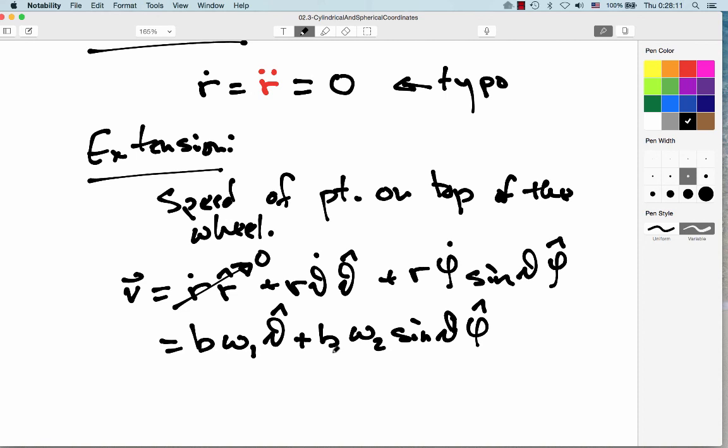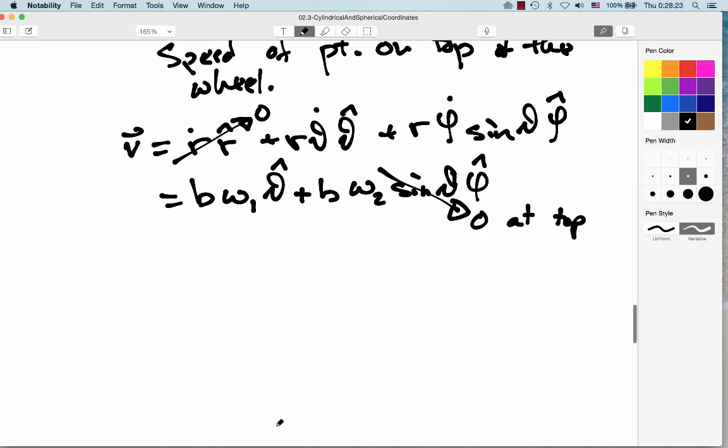Okay, so now if we're at the top, though, theta is 0, so that will make the sine of theta 0 at the top. And so we get that the speed, v, since this is a unit vector, will just be b omega 1, which I hope squares with what your intuition was for the problem. Okay. Next time we will start delving into Newton's laws of motion.